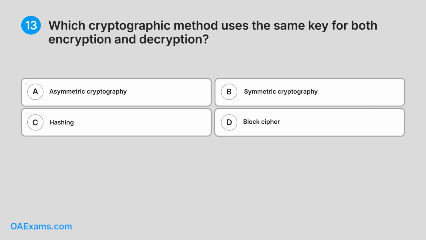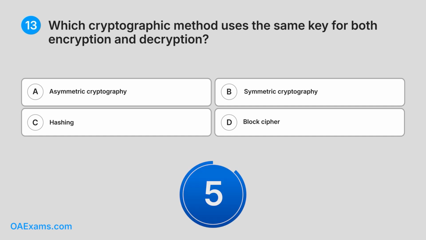13. Which cryptographic method uses the same key for both encryption and decryption? A. Asymmetric cryptography. B. Symmetric cryptography. C. Hashing. D. Block cipher. What do you think is the answer?